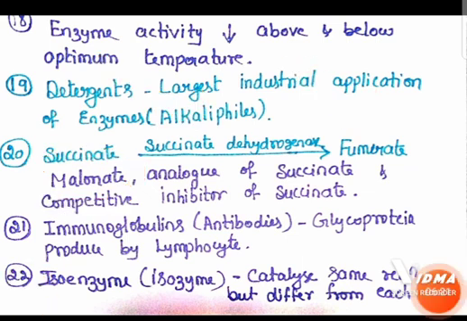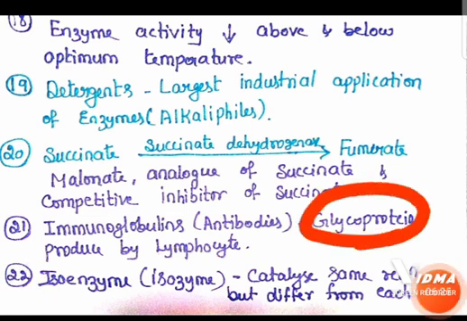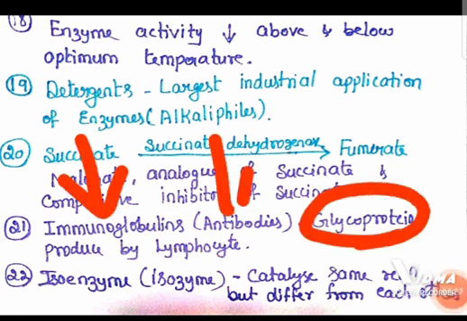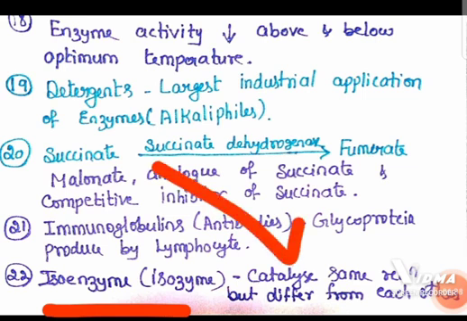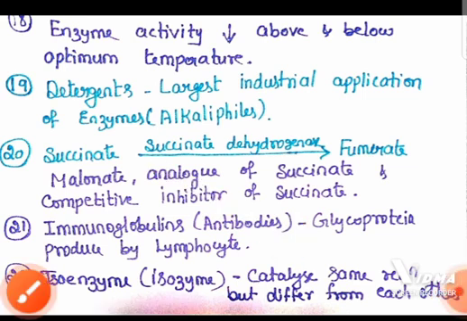And remember, our lymphocytes, our WBCs, are going to produce some glycoproteins. They are going to act as immunoglobulins or antibodies, an important part of our immune system. And isozymes or isoenzymes are enzymes that catalyze the same reaction, but they differ from each other.